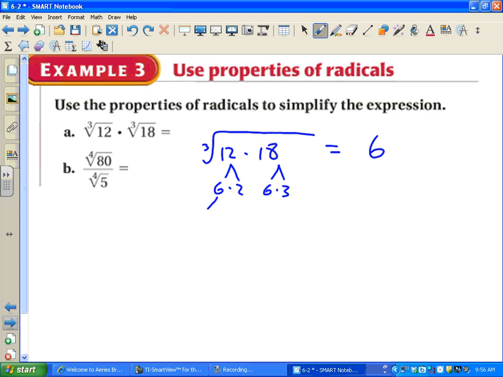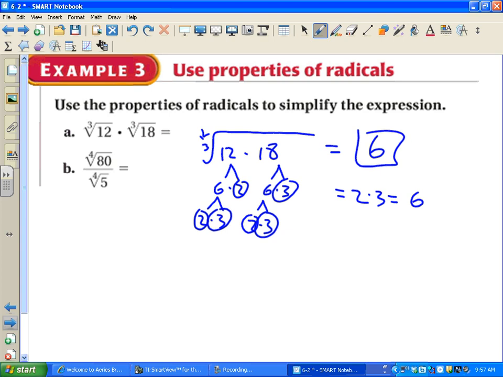Next up, if you didn't see how I got that 6 right away, go ahead and factor down those 6s. Remember, you need 3 of something to pull it out. I have 1, 2, 3 2s, so there's a 2 that I'm going to pull out. Again, I need 3 of something to pull it out. There's 1, 2, 3 3s. One 3 goes out. Nothing is left on the inside. On the outside, I have 2 times 3, which is indeed 6. So, cube root of 12 times cube root of 18 simplifies to 6.